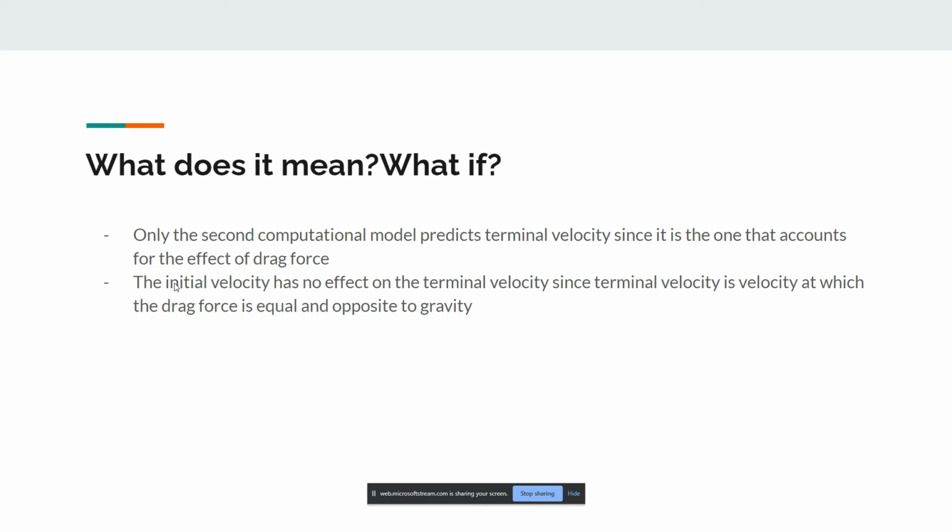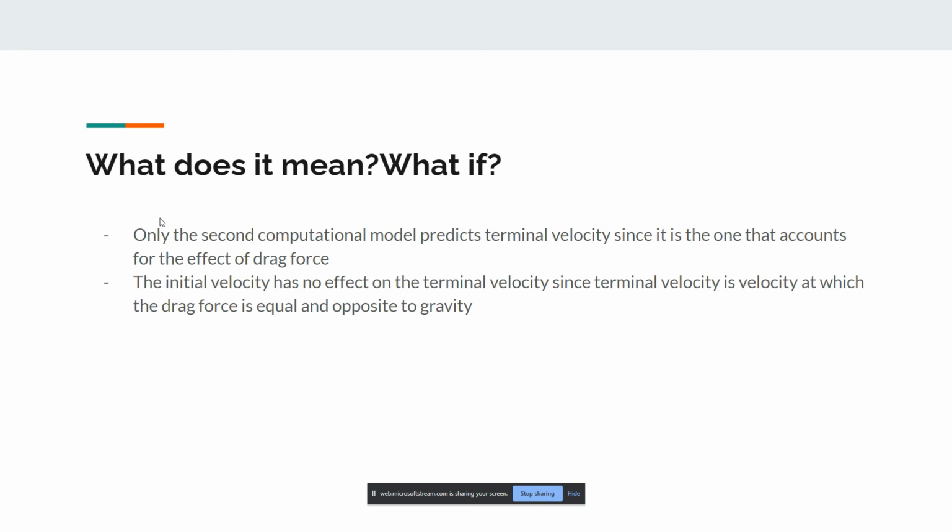So what does it mean? The what does it mean question is asking about terminal velocity and which computational model will predict that. Only the second computational model will predict terminal velocity, since it's the only one that accounts for drag force. And like I said before, terminal velocity is when drag force and gravitational force are equal in opposite direction.